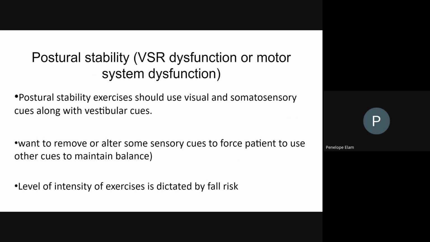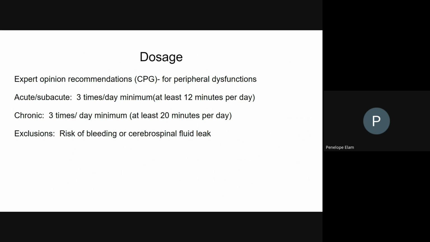Level of intensity of the exercises is dictated by fall risk. So obviously you always want to keep your patient safe. And so you don't want to make the challenge so hard that they're going to constantly fall or fall very quickly. So how do we dose when we do vestibular rehabilitation exercises, especially in these categories?